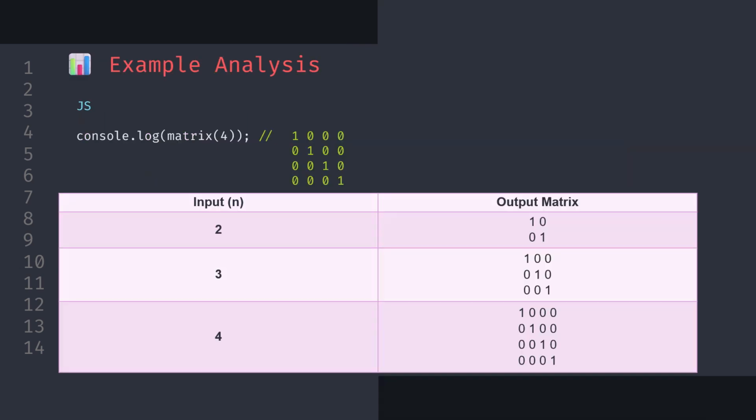Here are examples of different values of n. A 2 by 2 matrix has two rows with diagonal ones. The 4 by 4 version shows a clear identity pattern. Our function adapts dynamically based on input size.